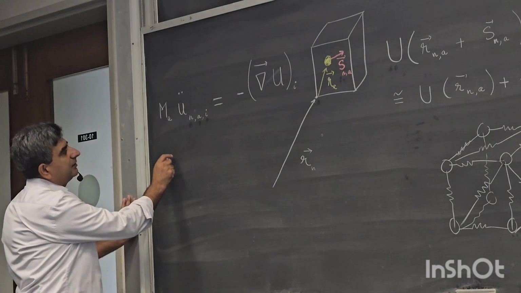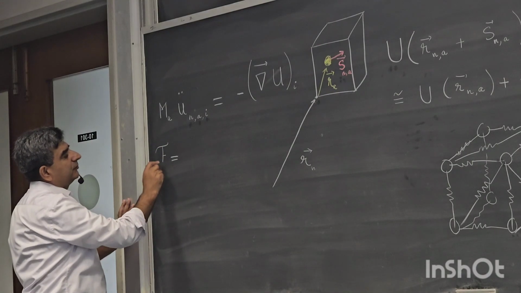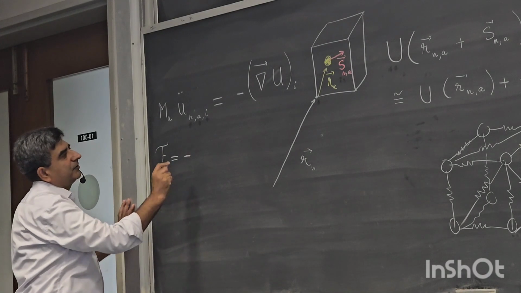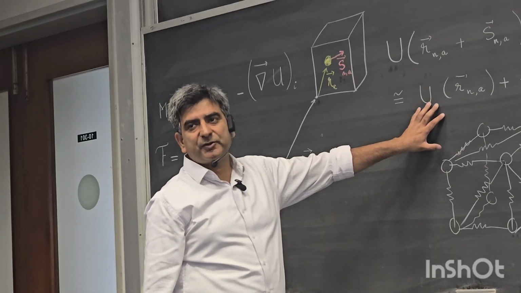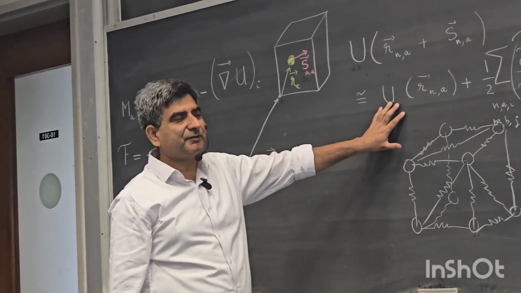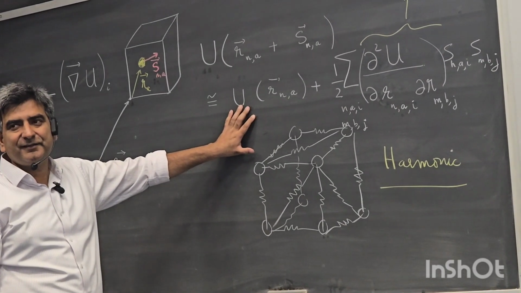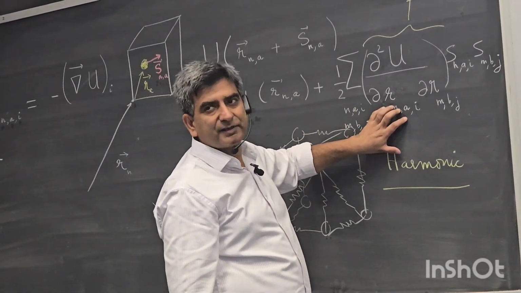So let's call this the force. The force simply is the negative of the derivative of this. Now this is a constant because this is in equilibrium. The derivative of this with respect to the displacement s will be 0. I need to take the derivative of this object.